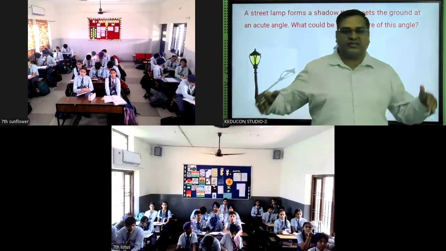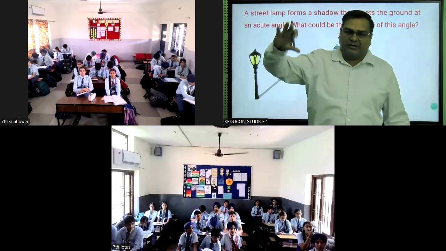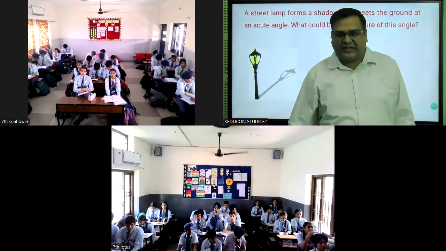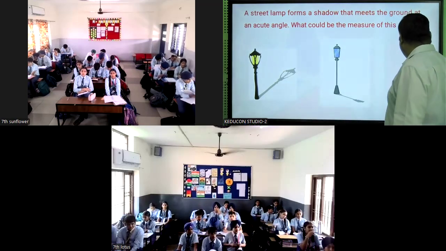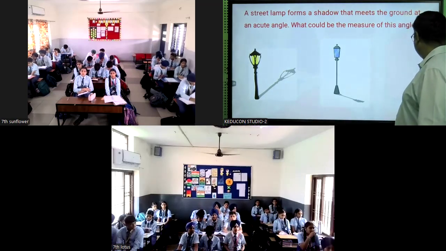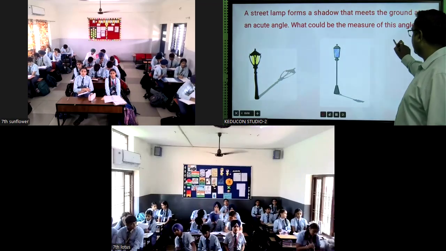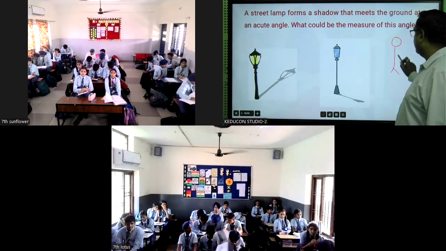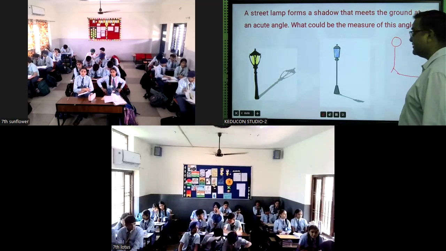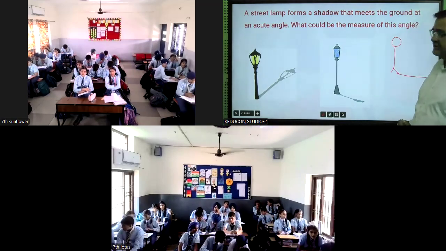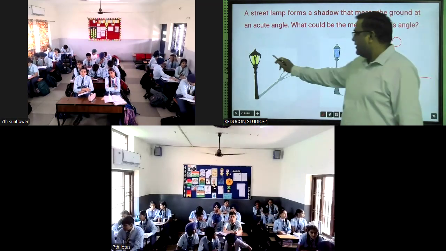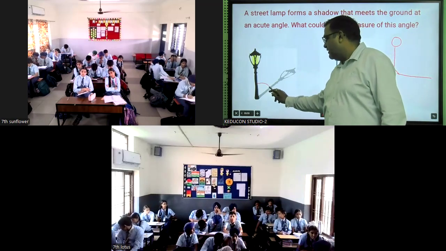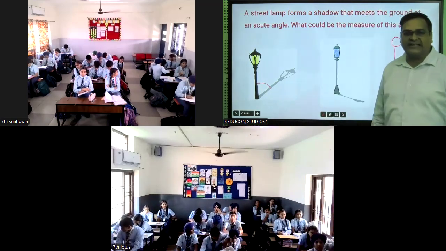So suppose I am standing here, light is coming from my back. So my shadow will be formed, right? So if I am standing like this, this is a person standing, his shadow will start from here. Is it clear? So now it is given, you can see the lampshade and its shadow. The angle formed is, what type of angle is this?